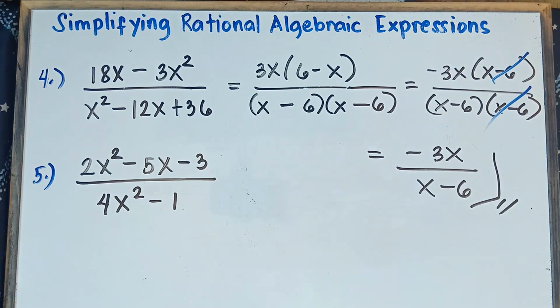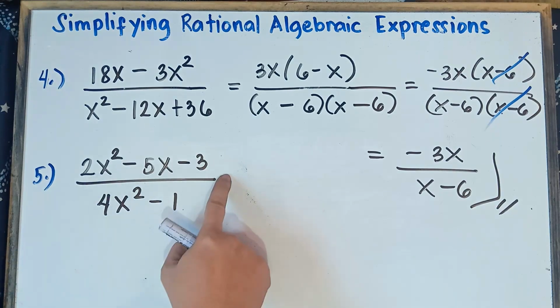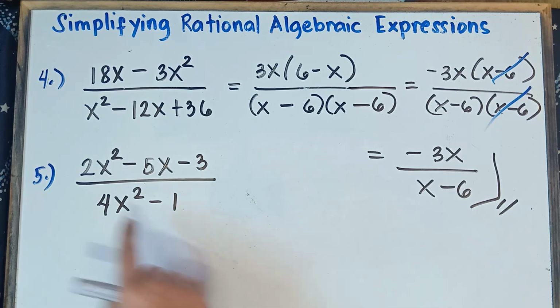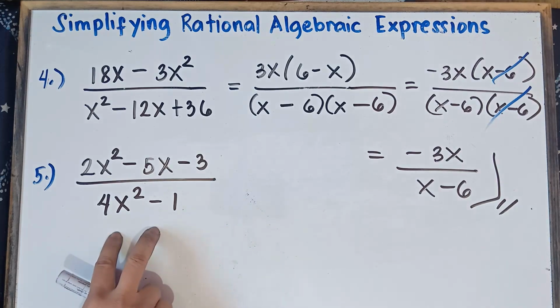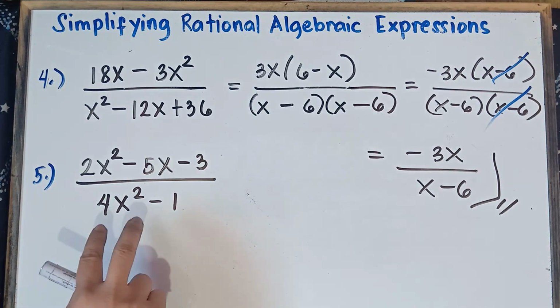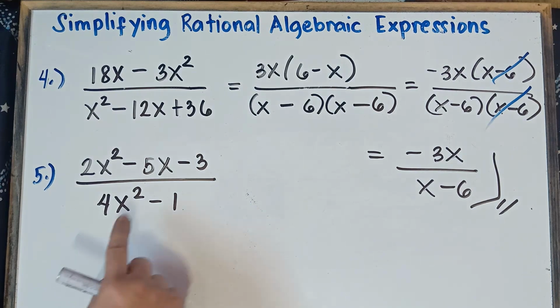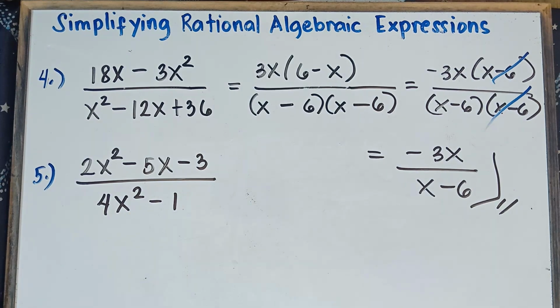Alright, so how about you try this one, class? Example number 5. You can factor this out, class, by general trinomials. We do have many examples in factoring general trinomials. And then for our denominator, we can factor this out by the difference of two squares. First term is a perfect square, and the second term is a perfect square. So you try this one, number 5, and put your answer in the comment section down below. Let me check, class, if you really understand our topic.